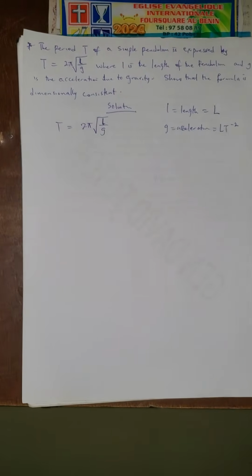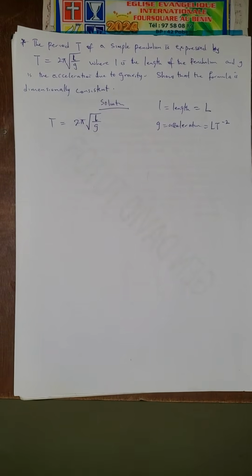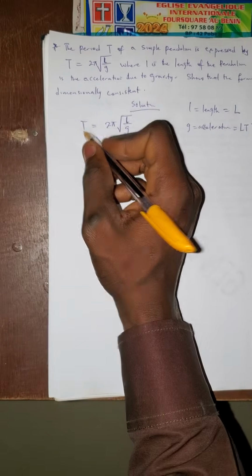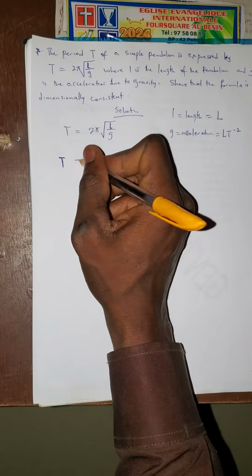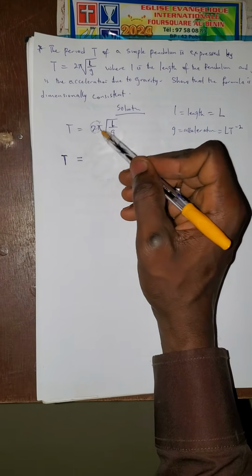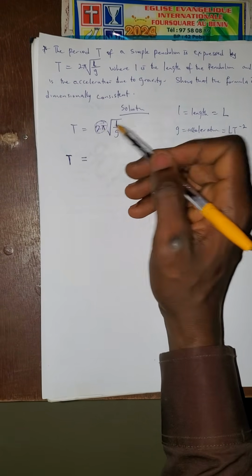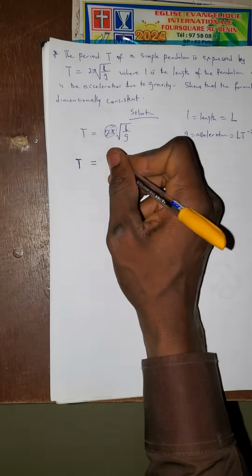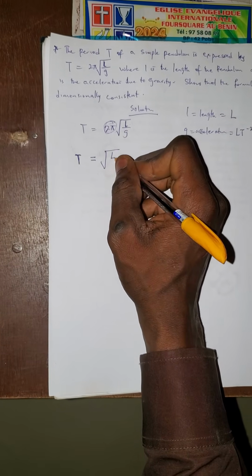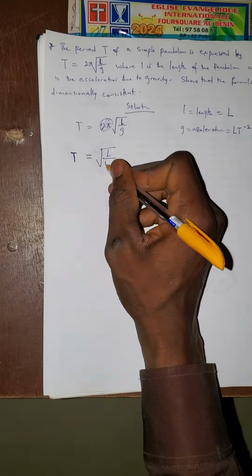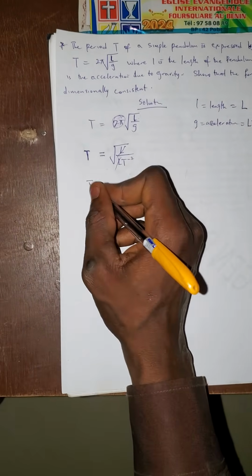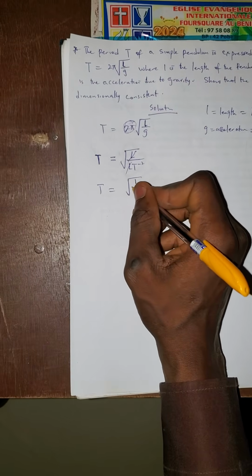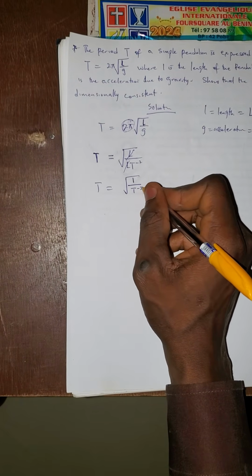For us to show this, we must show that the left hand side is equal to the right hand side. So T here, the dimension is T, because it is period. Period is measured in seconds. Dimension is T equals, the dimension of a constant is dimensionless. So pi is a constant and a number as well, so you have to remove it. The square root of the dimension of L, capital L, all over g, which is LT raised power -2. Then if you check this very well, L here will cancel L here. So T equals the square root of, what remains at the denominator is 1 over T raised power -2.